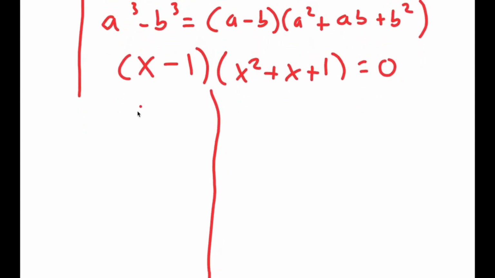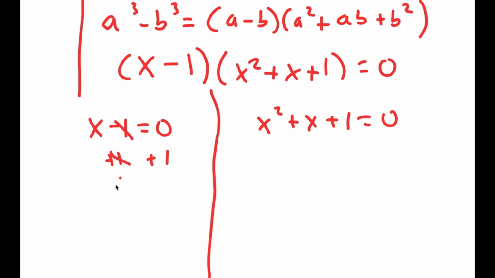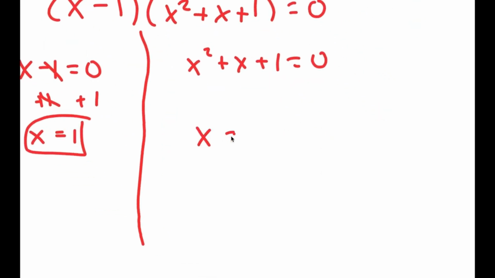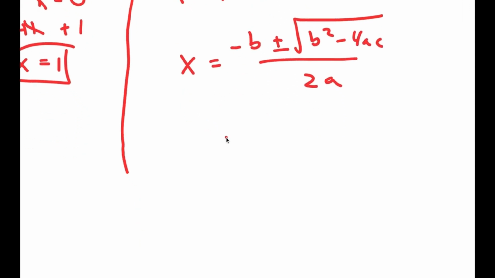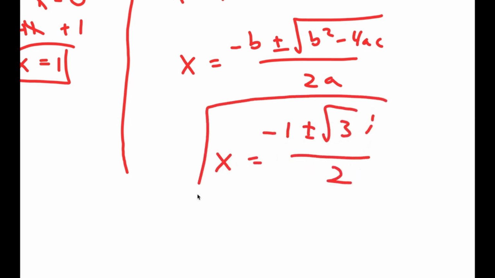which gives me yet another two equations. So now I have x minus 1 equals 0 and x squared plus x plus 1 equals 0. So for x minus 1 equals 0, all I have to do is add 1 on both sides, and I get x is equal to 1. And for x squared plus x plus 1 equals 0, I can use the quadratic formula. So by using it, I get x is equal to negative 1 plus or minus the square root of 3i over 2. So these are two more solutions.